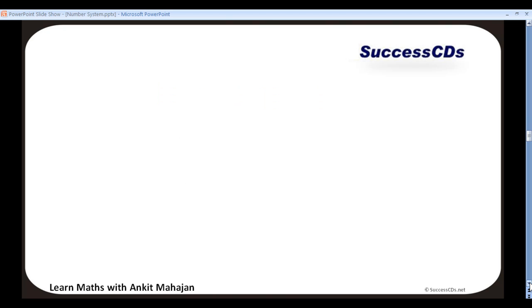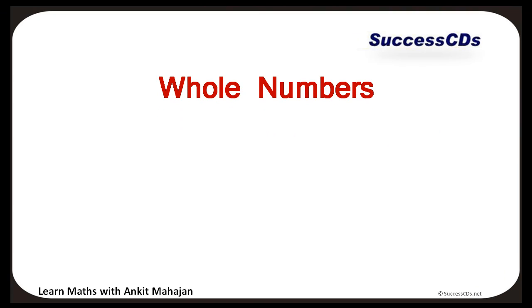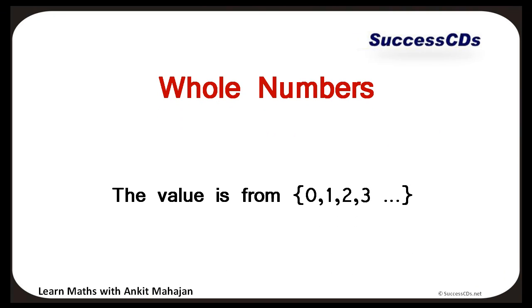When we Indians created 0, we added it to natural numbers and together they formed whole numbers. Whole numbers are the numbers which are denoted by capital W and their value is 0, 1, 2, 3 and so on till infinity.